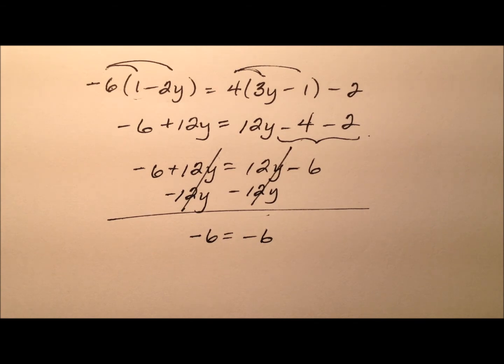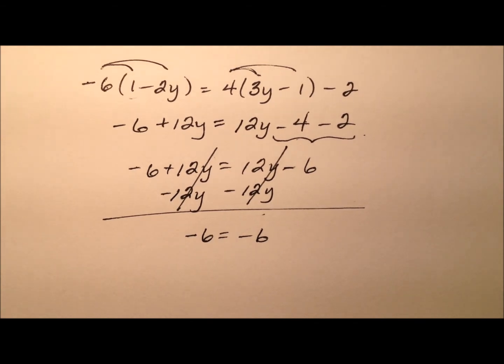So what happens in a situation like this where you have an equation, but all the variables canceled out? Well, you'll be left with one of two cases. Either you'll have a true statement here, or you'll have a false statement. Well, does -6 equal -6? Well, it sure does. So that's a true statement.